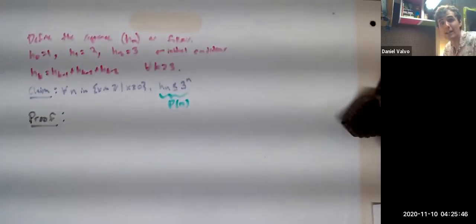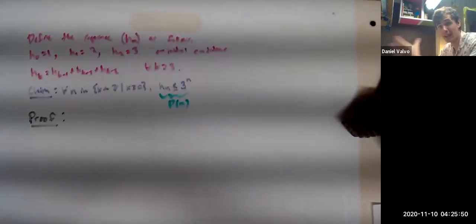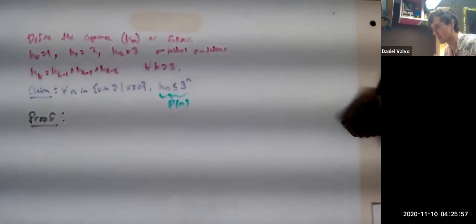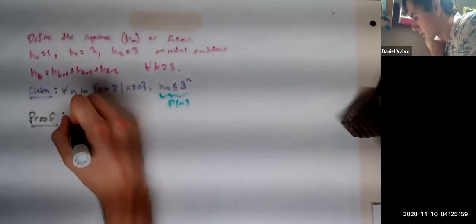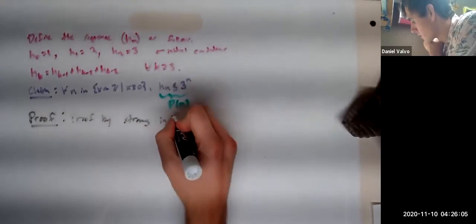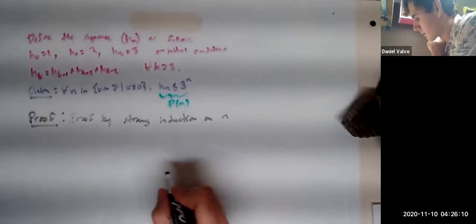But this is exactly why induction makes so much sense, because induction is the way to prove the next value from the previous values. So it makes total sense that induction might be the key here. So I'm going to say proof by strong induction on n.